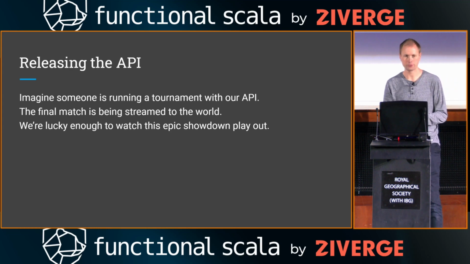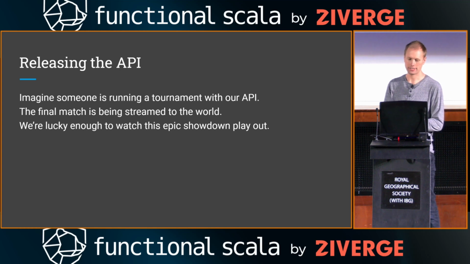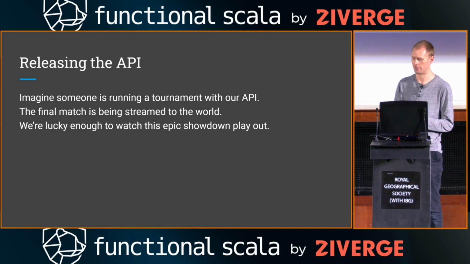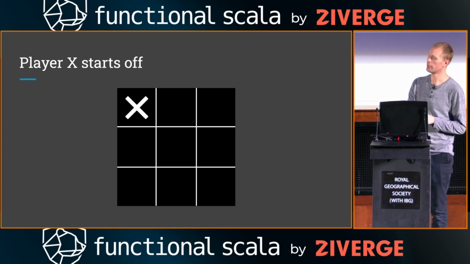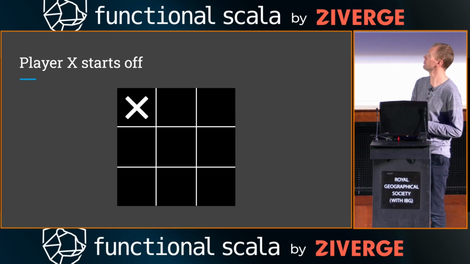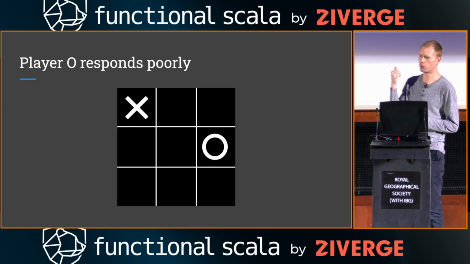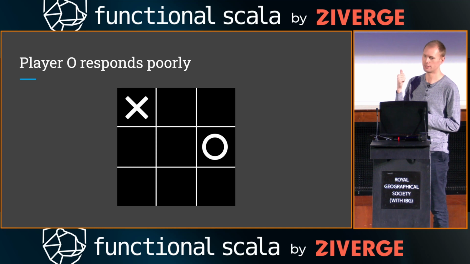And so we're going to release this API to the world. So imagine that someone is running this tournament with our API, and the final match is being streamed to the world, and we're lucky enough to watch this epic showdown play out. So it begins, all right? So player X starts out with an X in the top left. It's an all right move. Player O responds poorly. If you know anything about strategy, you know that this is not a good idea to put your O right here.